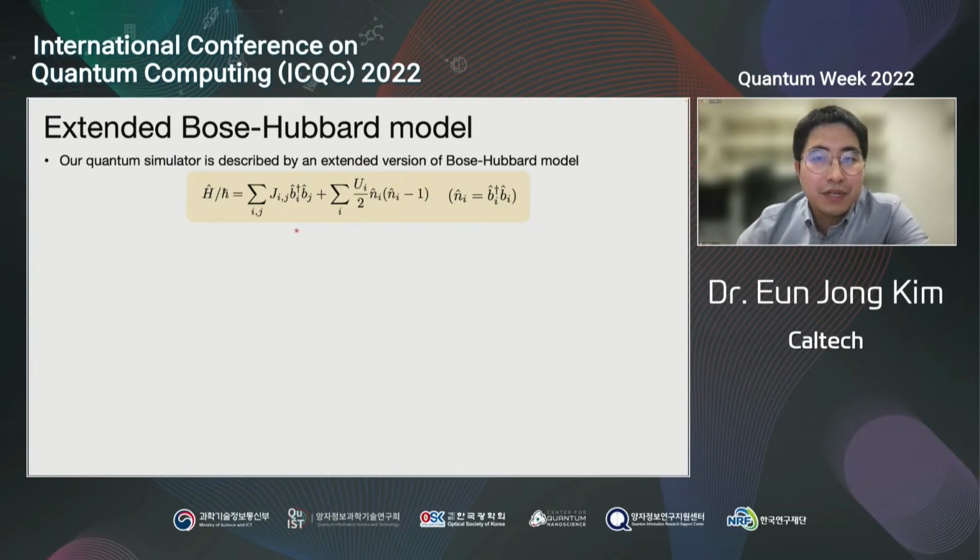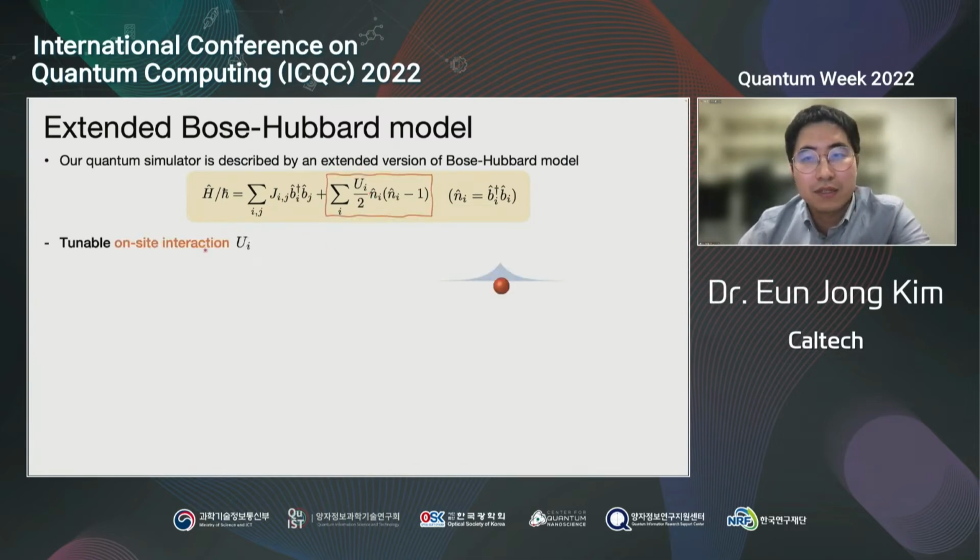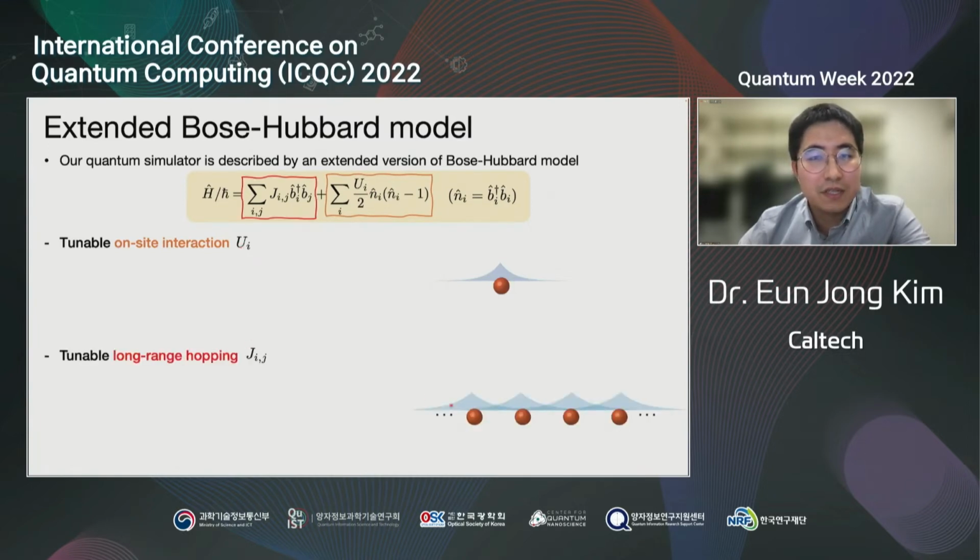Now, it can be shown that our quantum simulator can be theoretically described by an extended version of the Bose-Hubbard model with long-range hopping, represented by this Hamiltonian. Two major terms of this Hamiltonian are the on-site interaction U_i and the long-range hopping J_ij, not limited to nearest neighbors, both of which are tunable.